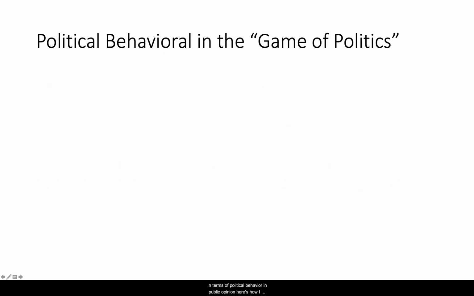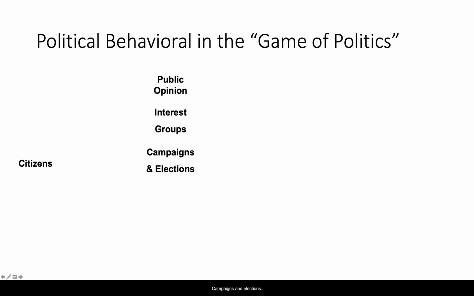Now, in terms of political behavior and public opinion, here's how I see what political behavior is and how it fits into the game of politics. And of course, we start off with we the people, the citizens, and the way that I think about political behavior is that there are things like public opinion, interest groups, campaigns and elections, political parties, Republicans, Democrats, the media.